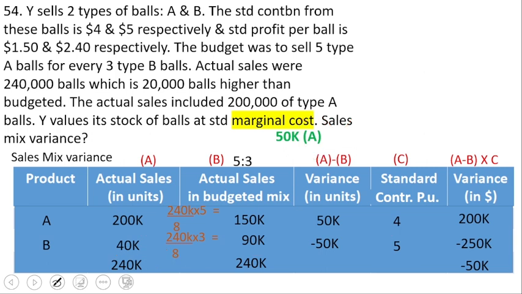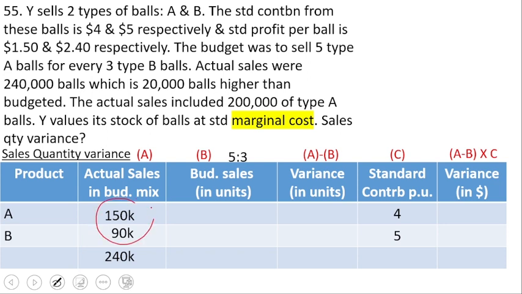Now the next question is relating to the calculation of sales quantity variance. So what did we see in the format? The second column of the sales mix variance becomes the first column of sales quantity variance. So just note the figures, actual sales at budgeted mix, 150,000 and 90,000. Okay, so I've just copied that here. As I said, they are asking you to find out the sales quantity variance. The question remains the same.